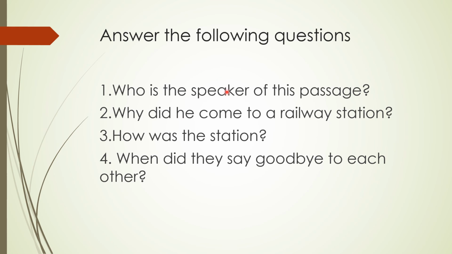Here are questions and answers for you. Here are 4 questions. Try to answer the questions. Who is the speaker or narrator of this passage? And why did he come to a railway station? This "he" is the speaker. So why did he come? How was the station? You will describe here the situation, circumstances, or surroundings of the station. When did they say goodbye to each other? You know that at last they said goodbye to each other. So when? Try to answer this. Go to the next.